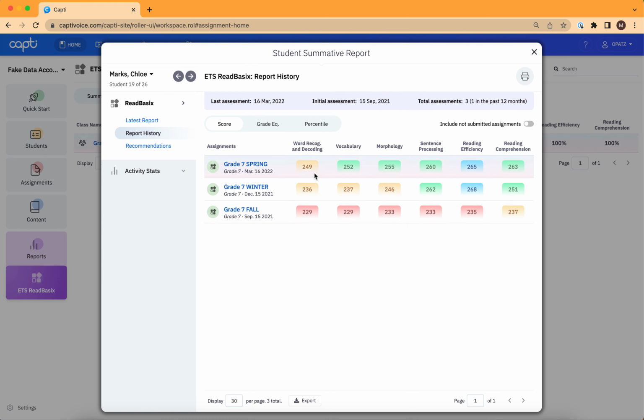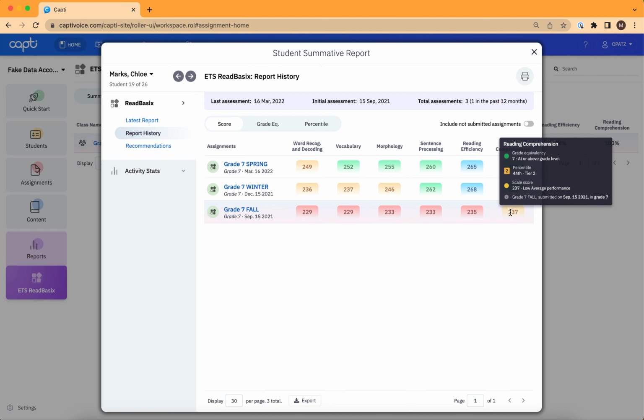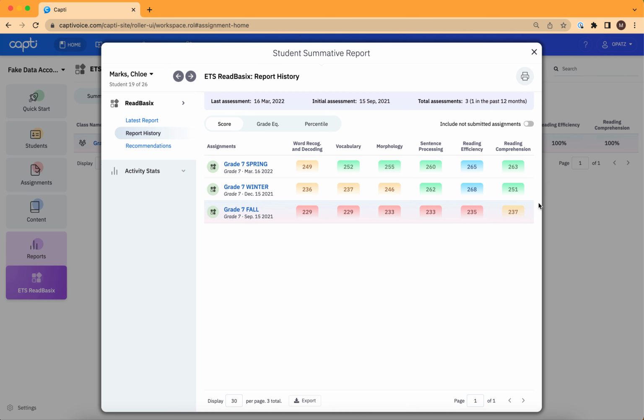And this is significant growth because we can see that it also connected to her reading comprehension, where she was a low average performance in the fall. Through strategic intervention in word recognition and decoding, her reading comprehension increased as well. So, this is really telling us the story of Chloe's reading skills and really being able to dig into what it takes to be able to support middle school learners in achieving at higher levels.